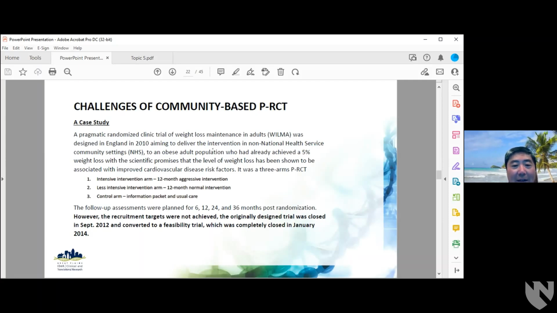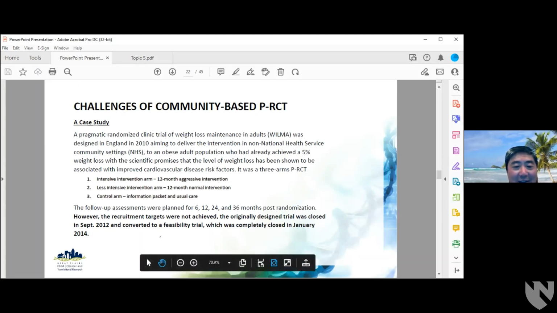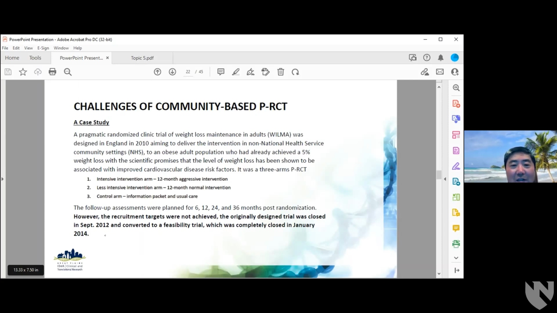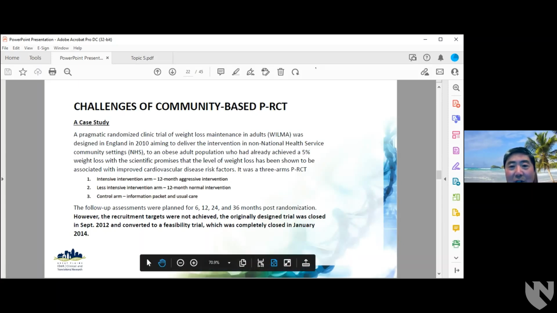They had a 2-year plan to recruit patients, but somehow the study was closed in September 2012 and had to convert to a feasibility trial. They faced enormous challenges for different reasons, bureaucracy and also the concept of the recruitment, stuff like that. So I don't think I have enough time to go through that.